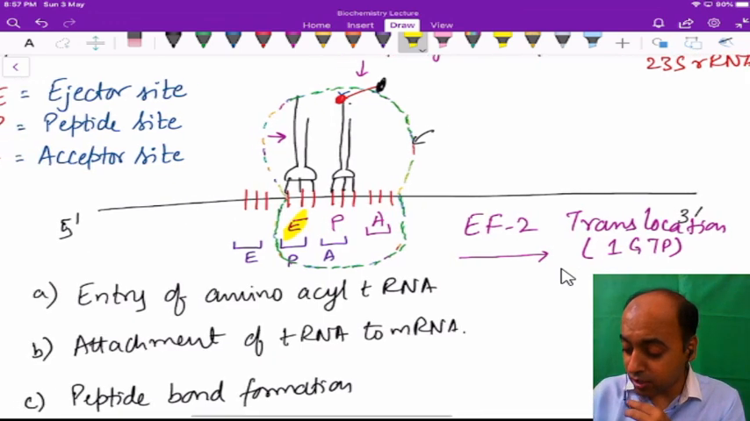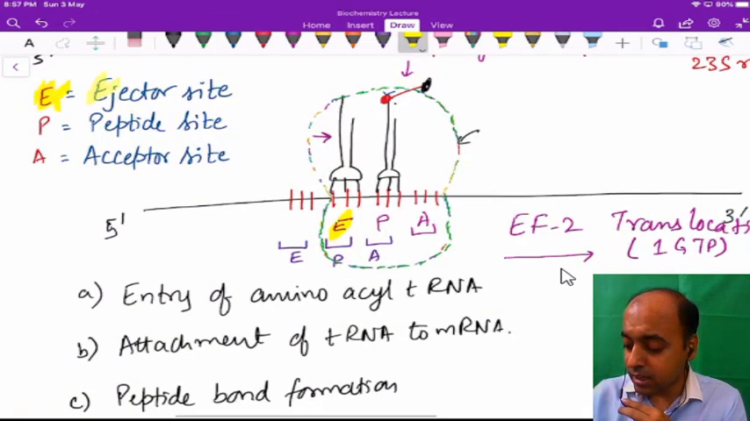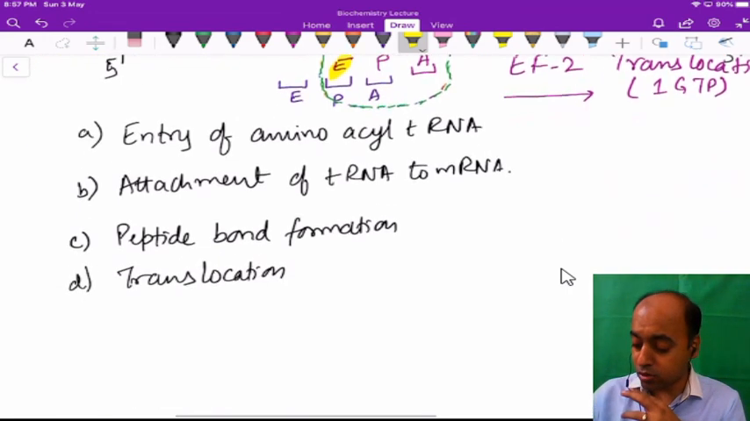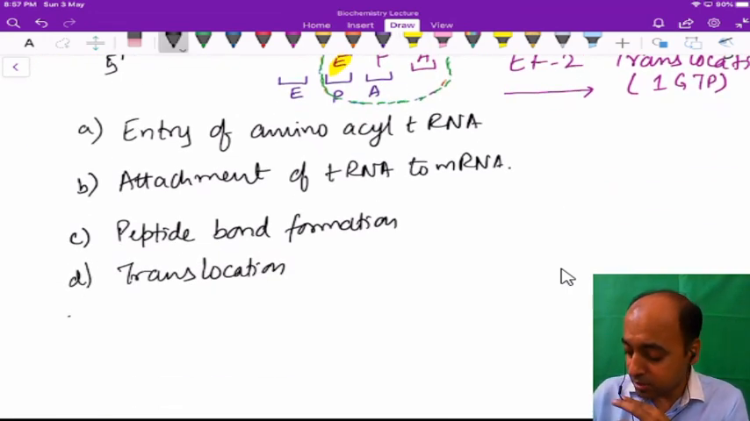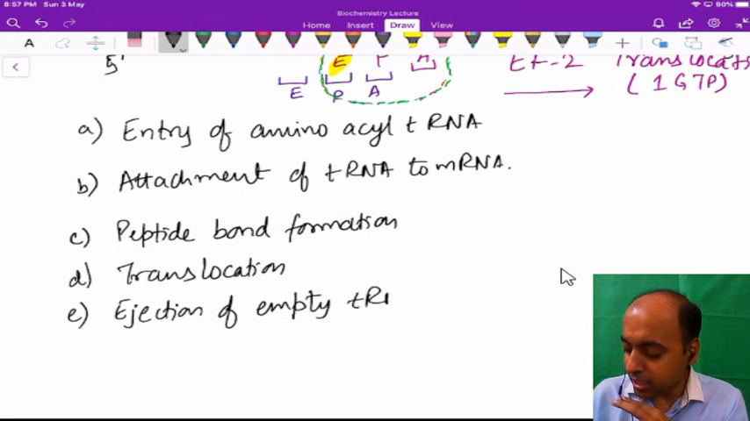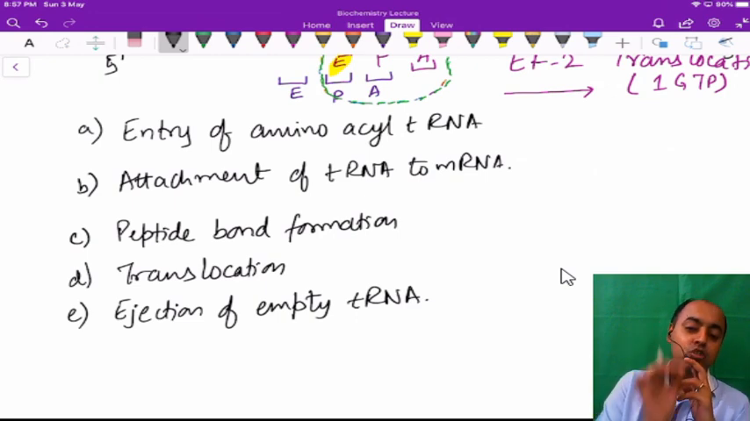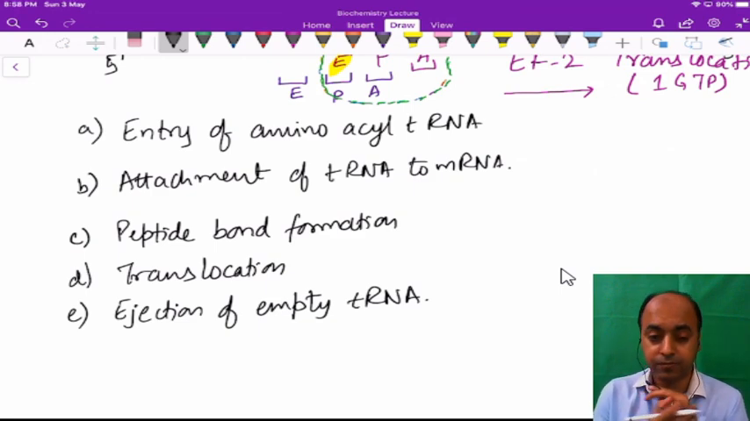And what is the function of the E site? The E site is the ejector site. Any tRNA which is sitting at the E site will be thrown out. So what happens in step 5? Ejection of the empty tRNA. The tRNA has already delivered its amino acid, so it is the empty tRNA. These are the 5 steps of one round of elongation, and this will keep repeating again and again till a stop codon is encountered.